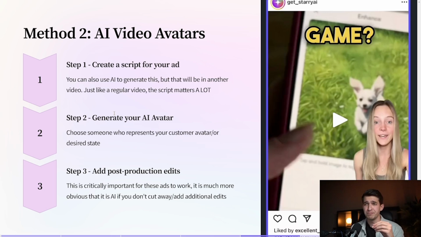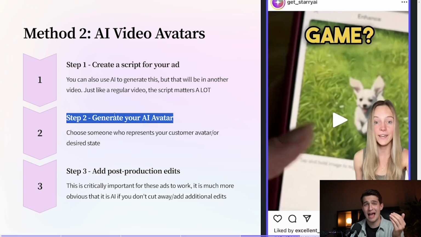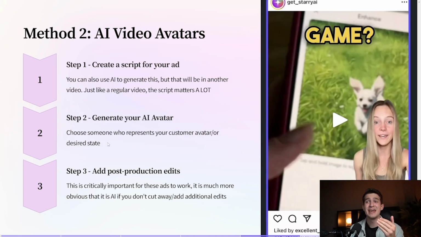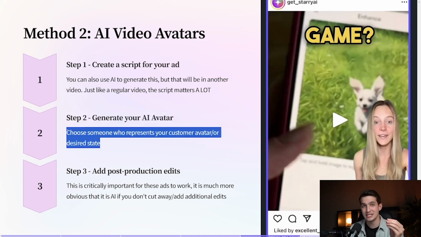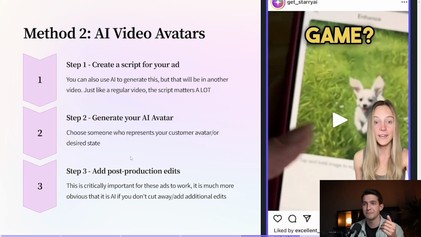Okay, step 2, you're going to generate your AI avatar. I always recommend that you choose someone who represents your customer avatar or their desired state. That way they'll be much more receptive to the message that you're giving them. So if you're targeting people who are into fitness, make the person fit or something like that.